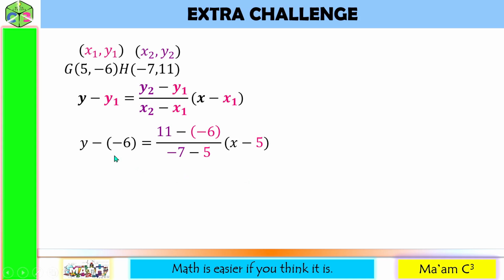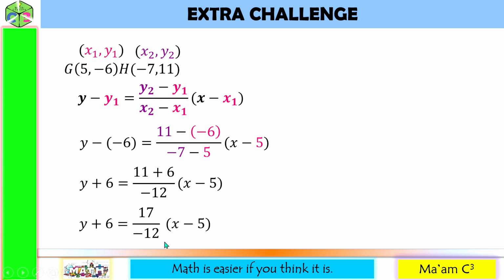Let us simplify the signs. Negative, negative is positive. Negative, negative here is also positive. And negative 7 minus 5 is negative 12. 11 plus 6 is 17. Let me rewrite this. I'll just put this negative sign at the middle. It will look like this.